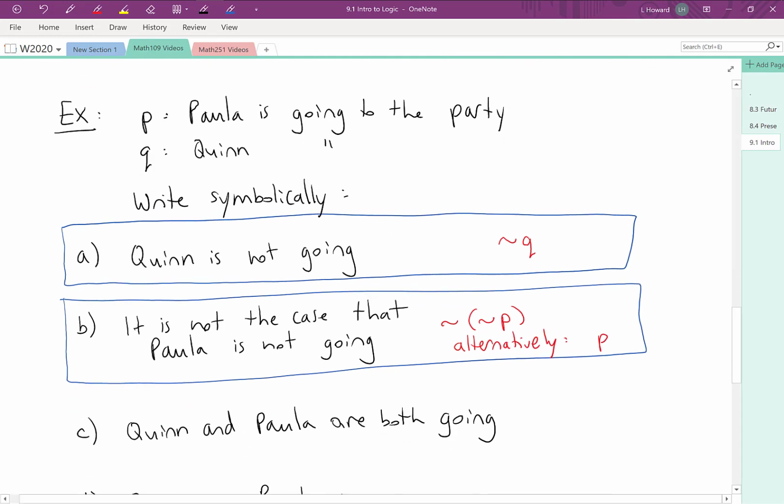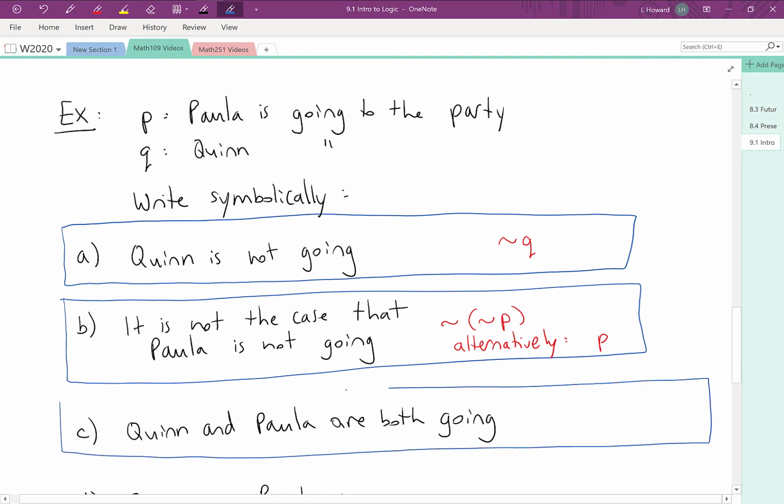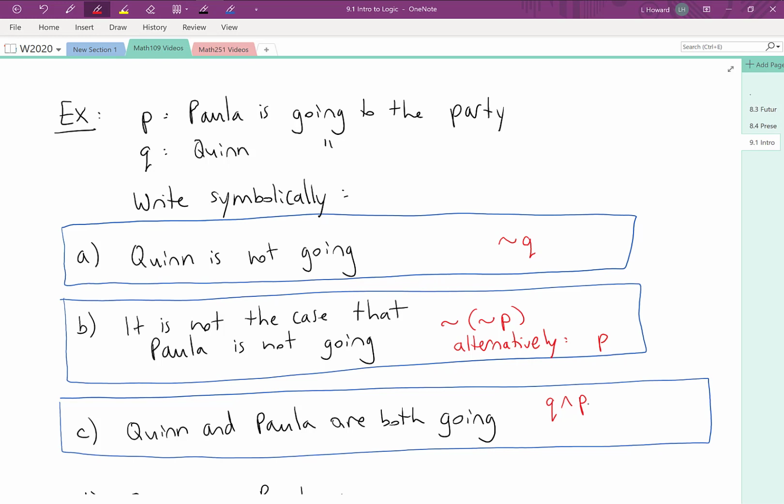All right, Quinn and Paula are both going. So that's Quinn is going and Paula is going. So we use the upside down V for the and operation. Alternatively, you could write P and Q. So with the and operation, it doesn't matter which order you write these in, Q and P or P and Q, that's saying they're both going to the party.